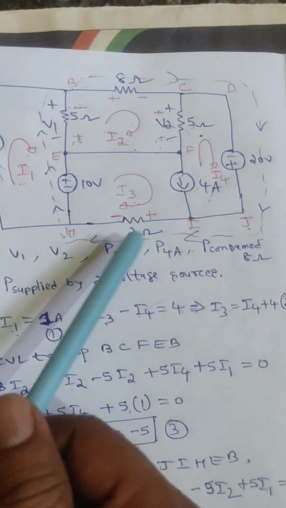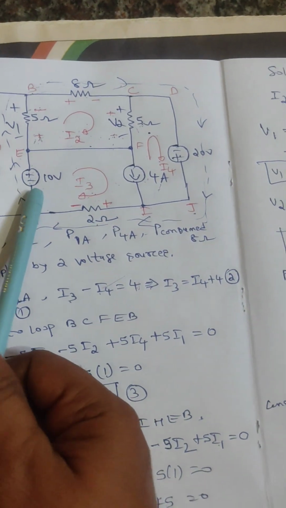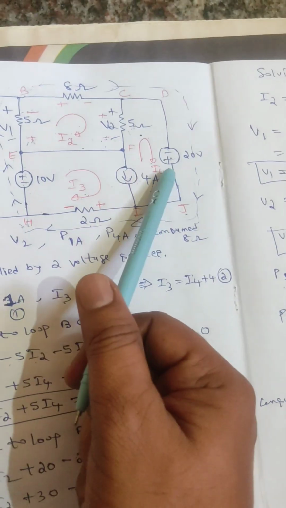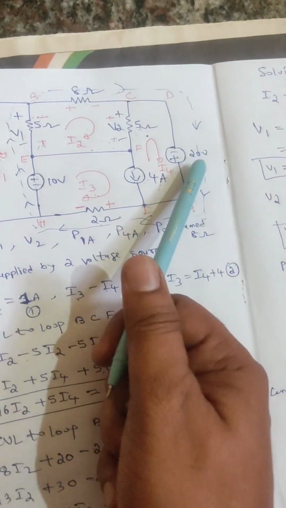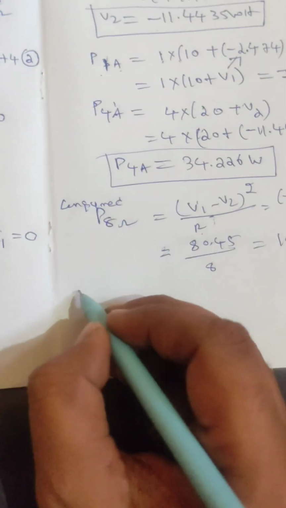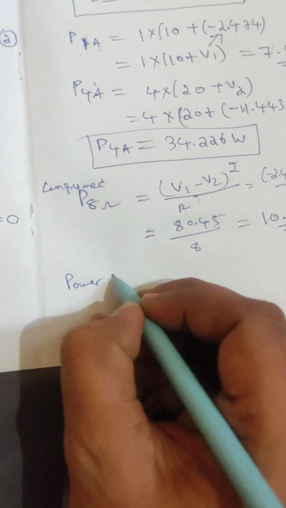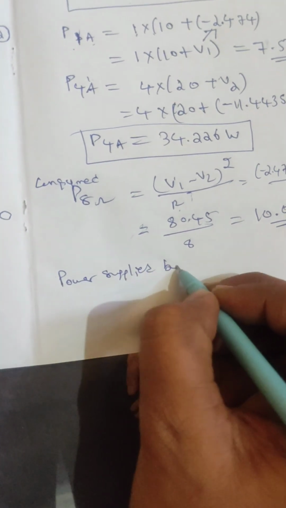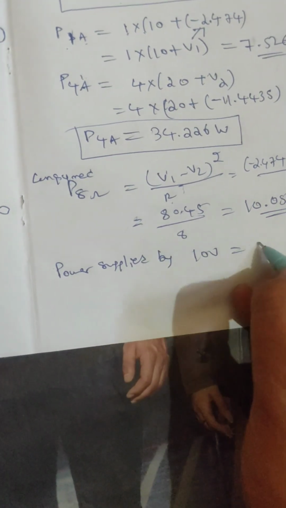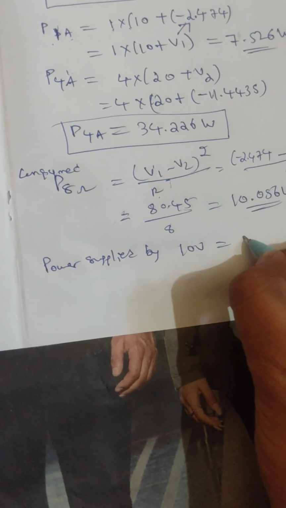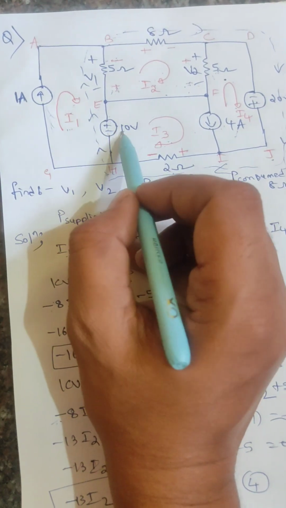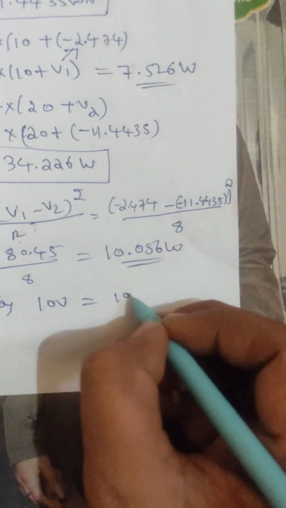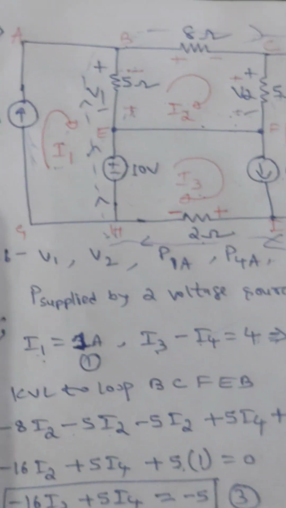Next is, what is the power supplied by the 10 volt source and the 20 volt source, that we need to calculate. They also asked for the total power supplied by these two voltage sources, 10 volt and 20 volt. So first we can find individually, later we can add them. Power supplied by the 10 volt source is equal to, what is the power formula? Voltage into current. If I know the current in this 10 volt source, current into voltage is power. So voltage is 10 volt into what is the current in this 10 volt source.